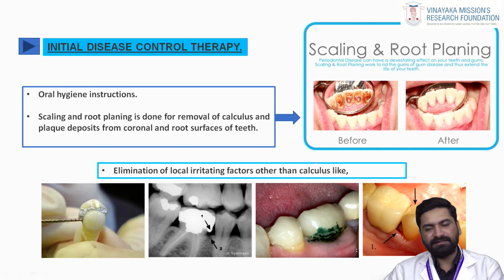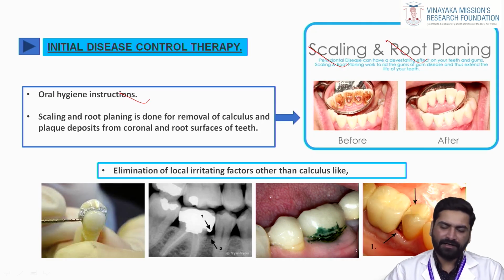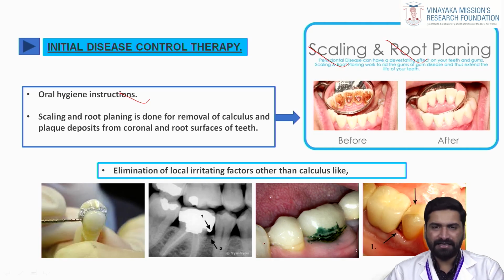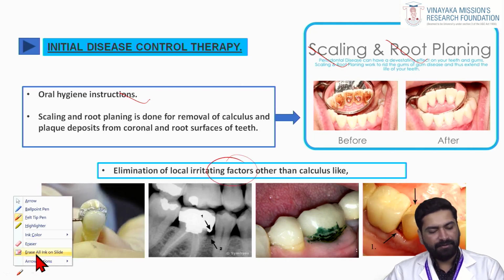So in the initial disease control therapy, what you do is you give oral hygiene instructions, you do scaling and root planing, you can do a deep curettage scaling also. If there is any overhanging restoration, if there is any area of periodontal pocket and all those things, local irritating factors can also be eliminated.